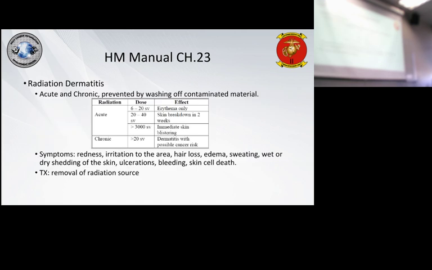Radiation dermatitis. It's acute and chronic. It's prevented by washing off the contaminated material. Let's see. The symptoms: redness to the irritated area, hair loss, edema. The treatment, again, is removal from the radiation source. So if you'll just look over your chart here. And so your acute radiation, the most you get to is really the immediate skin blistering, and then with the chronic, it's where you have the cancer risk.